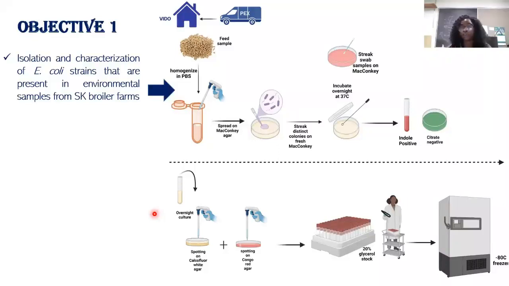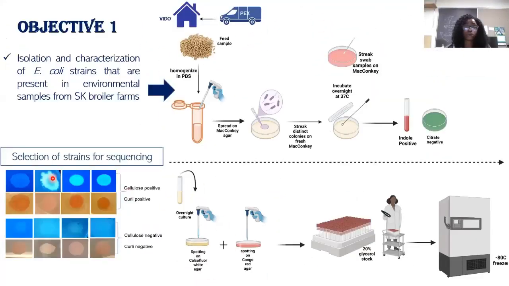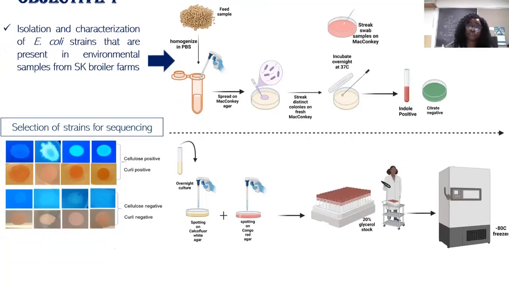Basically, we have a lot of E. coli strains circulating. We check the ability to produce curli and cellulose, and that is what we basically do. We grow them on Congo red and Calcofluor white agar to differentiate different strains, and after which we store them in 20% glycerol and then send them to the -80 freezer.